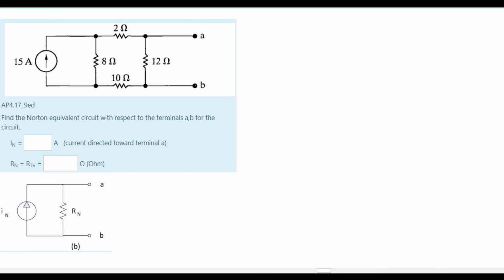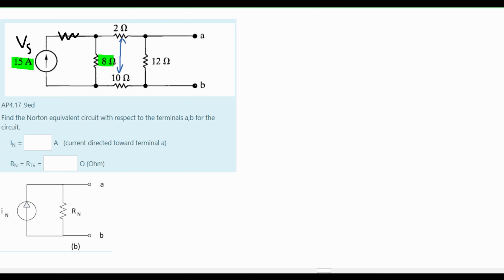When we use source transformation, we are going to look at this 15 amps and this 8 ohm resistor. We're going to transform this to have a voltage right here instead, and then our resistance, our 8 ohm resistor, is going to be here. On top of that, since these two resistors are in series, if a resistor is on top of another resistor, or if it's directly across from it in the same section, we can combine these in series.